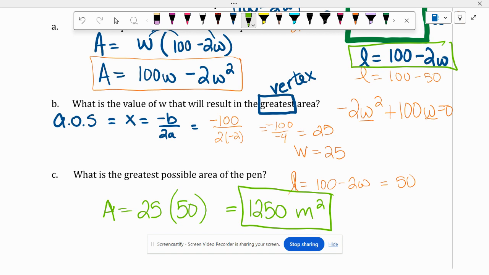Trying to look at the practice and see how many pen questions are on the practice. Rectangle. Okay, perfect. All right.